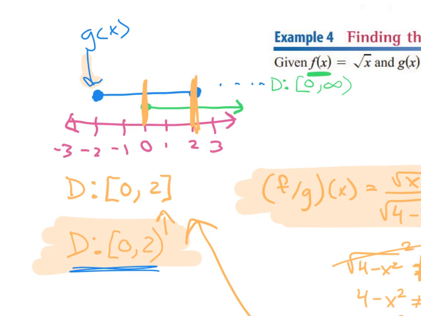And then once we figure out what our f over g of x is, we know we can't have 0 on the bottom, so we just have to add that restriction to our domain.